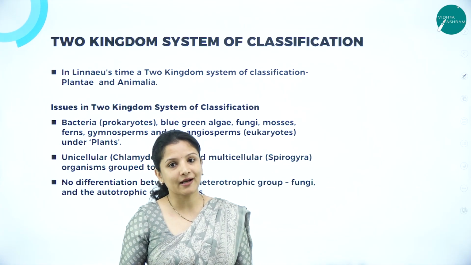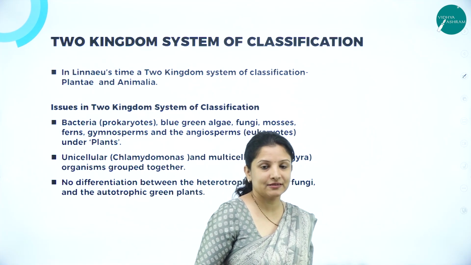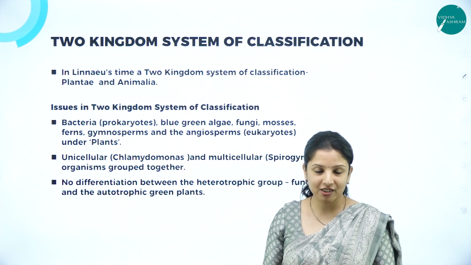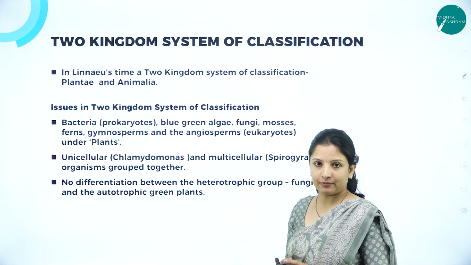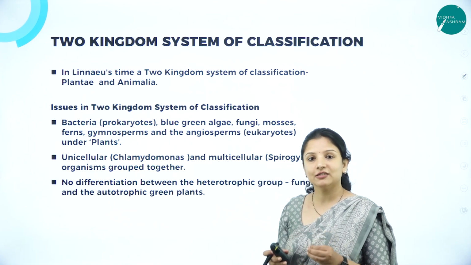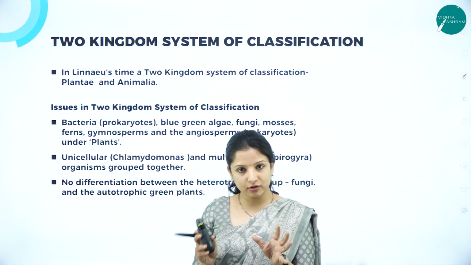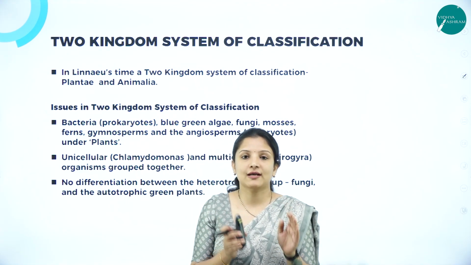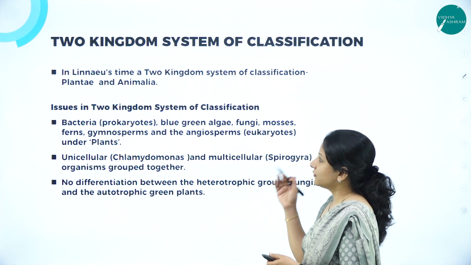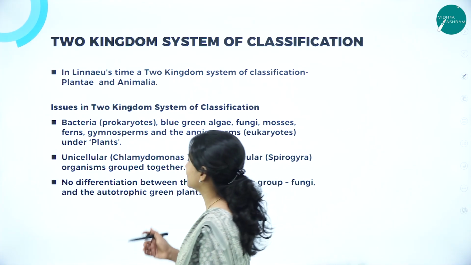So we all know that classification is nothing but grouping of organisms based on some of the observable morphological characteristics in them. When you look at an organism, you see the characteristics in it. So based on how the organisms look, you classify them. That is classification. The first classification was actually started by Aristotle.